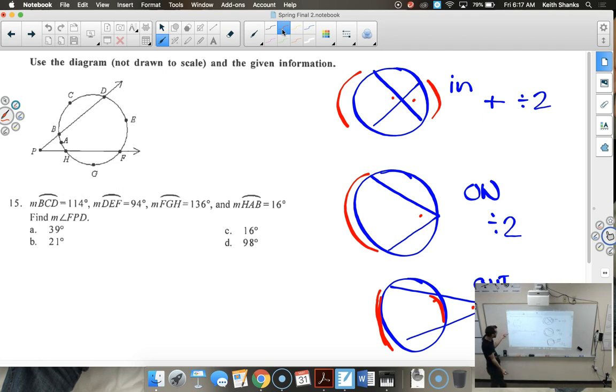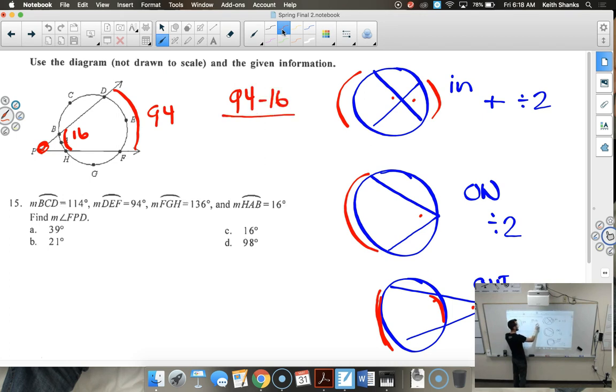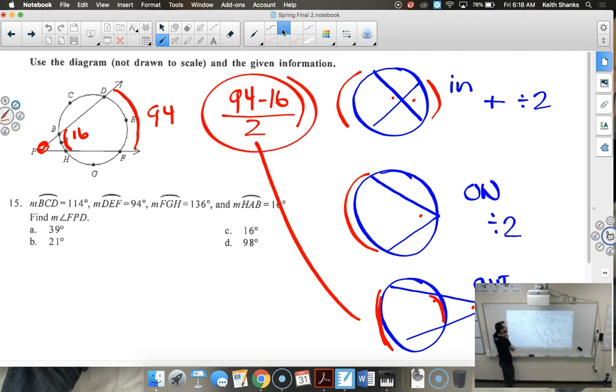So what I need in order to solve this is DEF, which this guy right here is 94. And I need this one inside here, which is HAB, which is 16. And they want me to find this angle here. So I'm just going to take 94 minus 16 divided by 2, and that will give me my answer. Okay. Again, I'm going to trust that you guys could do the calculations on this and leave it to you for the sake of time in the video. But that's the one, because it's this picture. We're going to subtract, divide by 2.